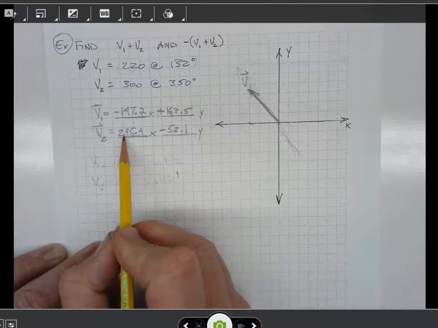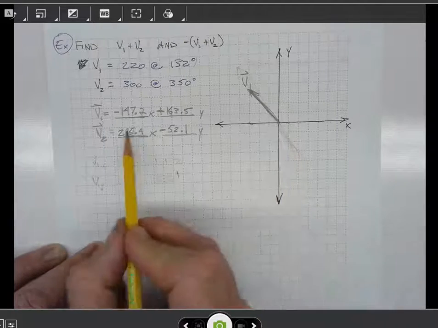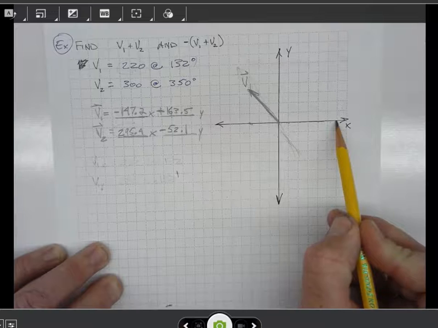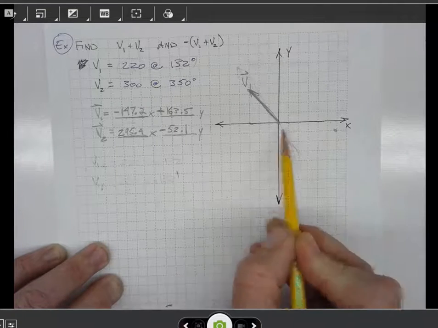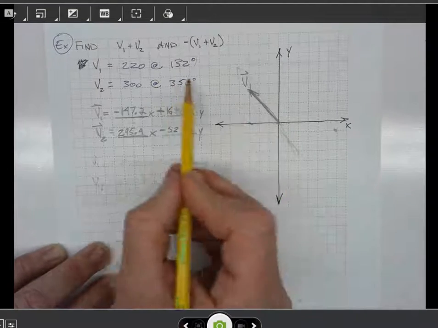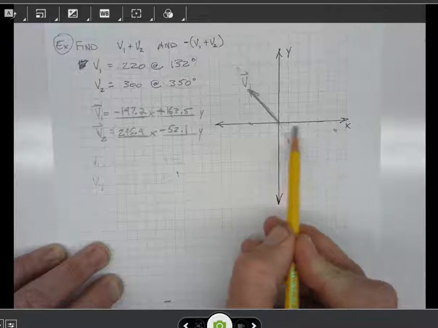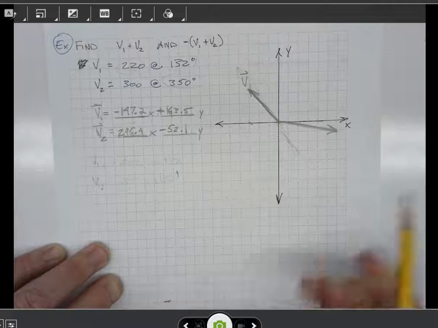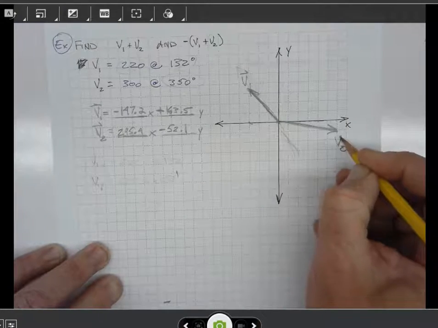So it is going to be, let's see, positive 295, so almost 300. So 1, 2, 300, and then negative 50. So it's right about in here. No, it's down in here. 350 degrees. Sorry, not 300 degrees. 350. That's why. Okay, we're good. And this is vector 2.